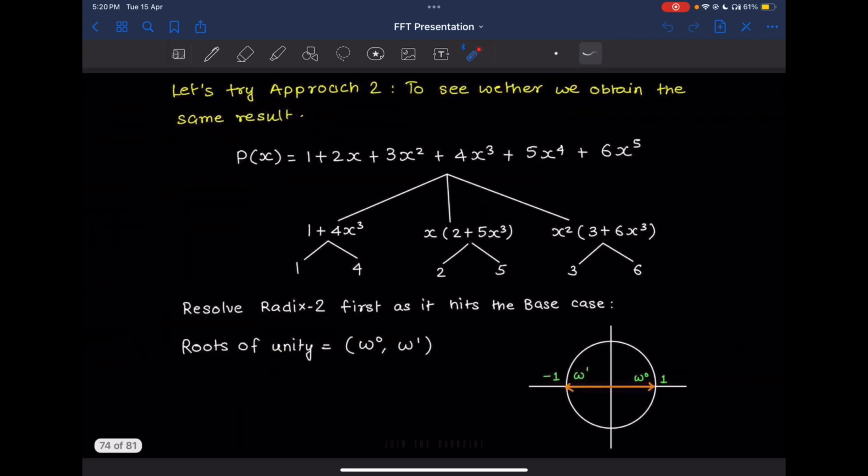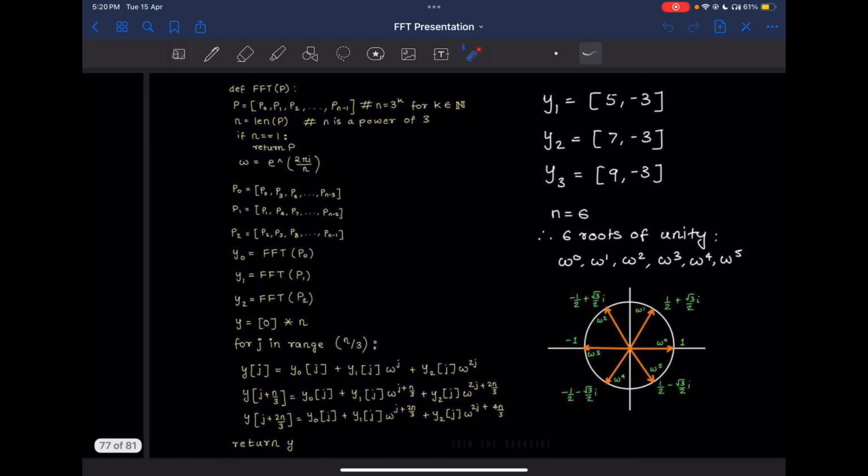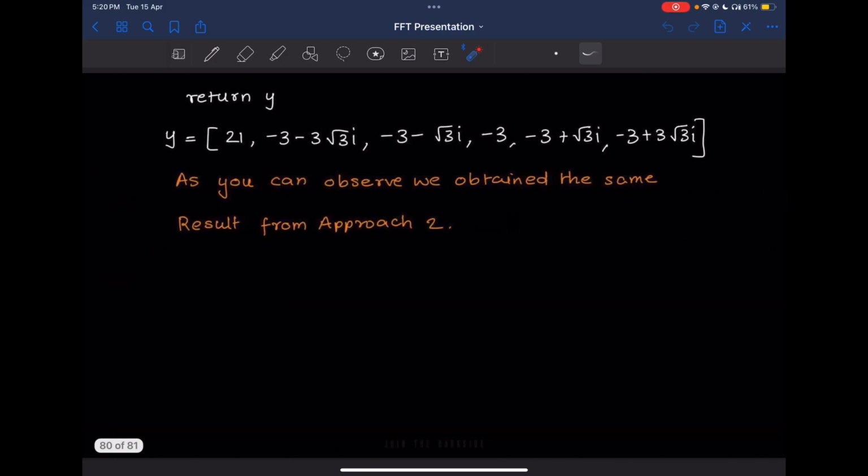Now let's try approach 2 where I divide the problem into three parts and then I further divide the subproblem into two parts. And we apply the same approach here, just that here in the first level of recursion we apply the radix 3 FFT, and the second level of recursion we apply radix 2 FFT. Okay, now we apply the same process of applying the algorithm, finding the answer, and then we get the same result finally after many computations.